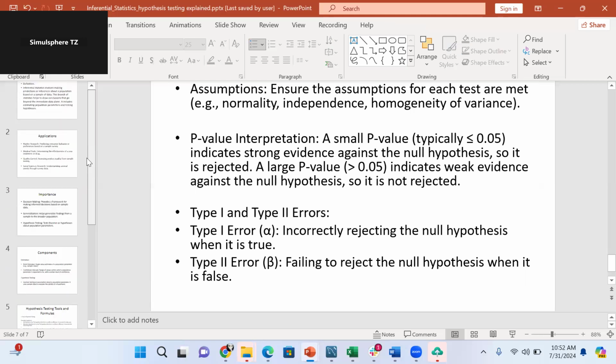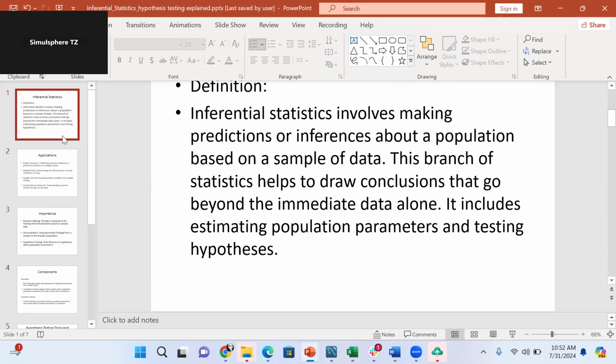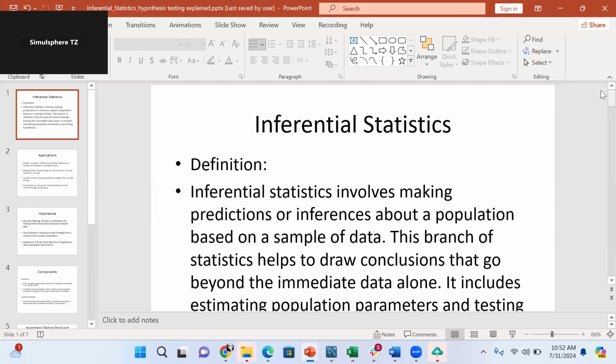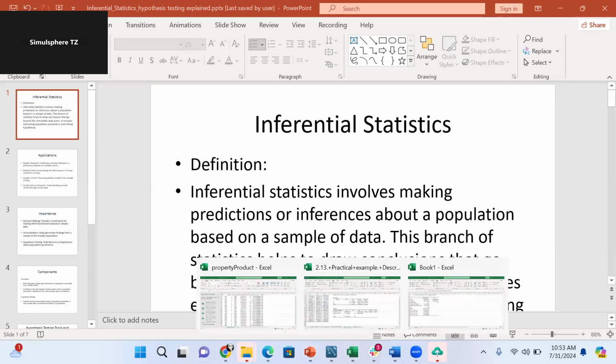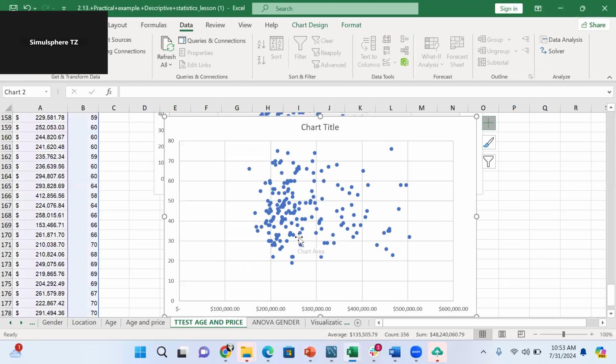So now that we have quickly summarized the concept of inferential statistics, we would quickly go into calculating using t-test. For this sample, we'll be basing our tools on t-test and ANOVA. So we'll quickly go into our data sets. We'll be calculating the t-test for age and price.